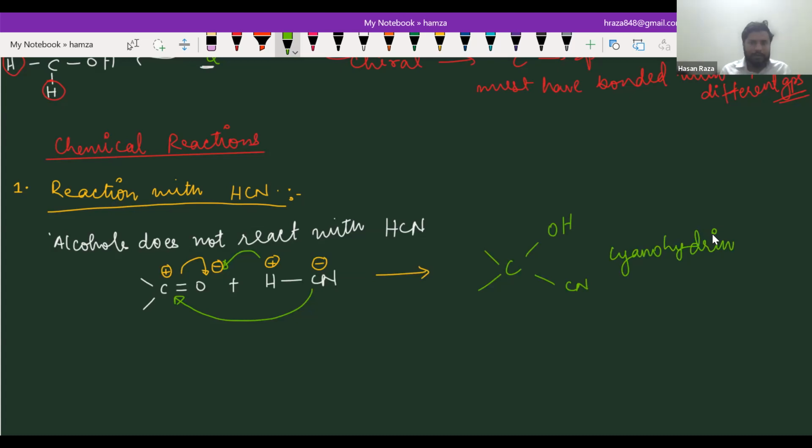So first of all, write this. And if you have any doubt in this mechanism, please ask me. Then I'm going to show you the reaction of glucose with this hydrogen cyanide. Everyone done with this?